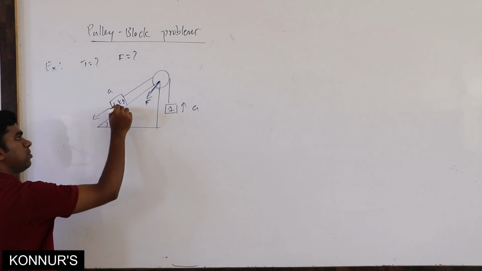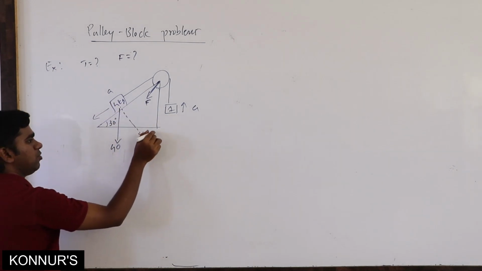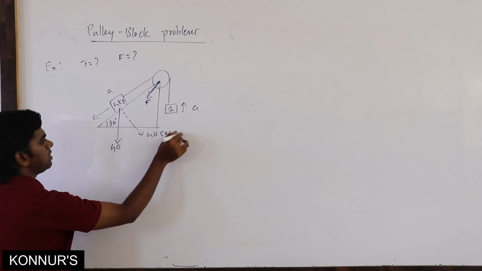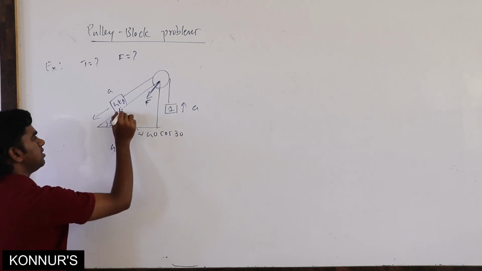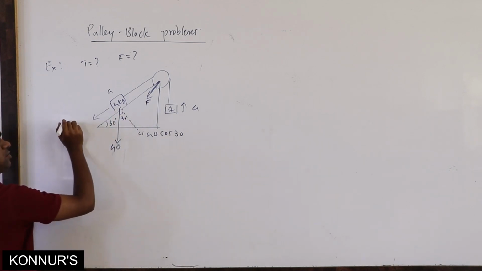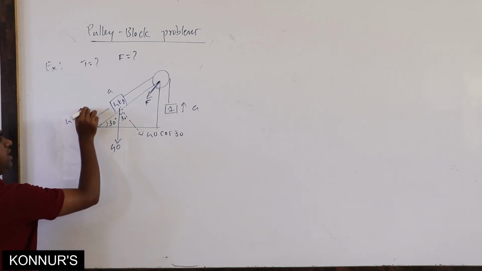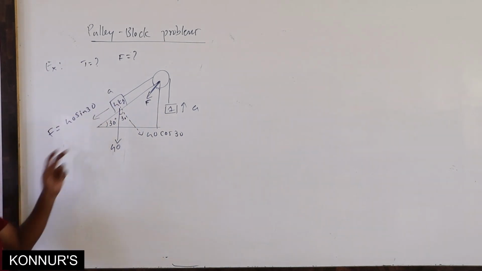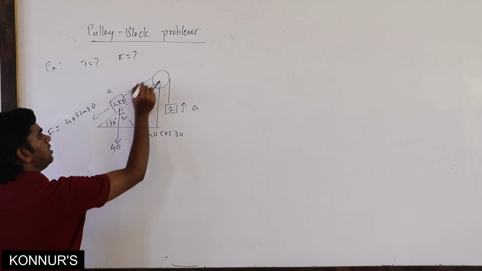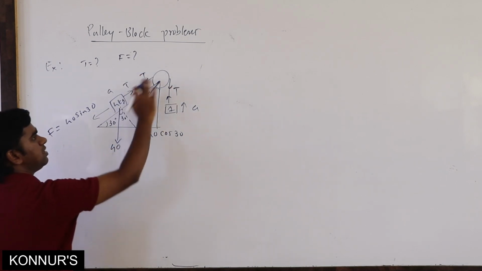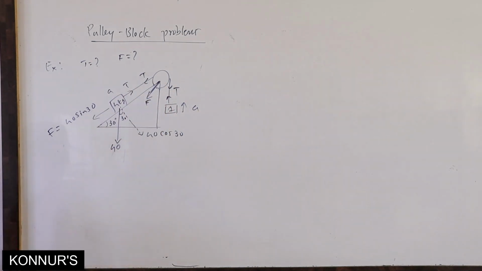Take its normal. So this will become 40 cos 30 degrees, because if this is 30, this is also going to be 30. What is here? This is 40 sin 30. So in this direction the force is 40 sin 30. What is here? Here tension T is there. There also tension T is there, because the two bodies are connected with the same string.